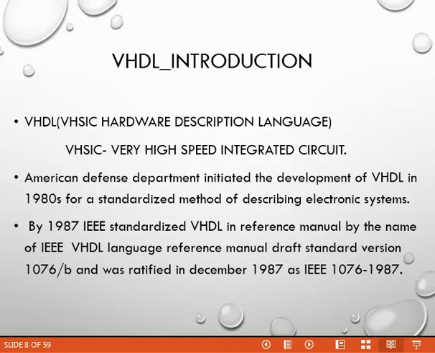So what is meant by VHDL? What is the long form of VHDL? VHDL is nothing but very high speed integrated circuit hardware description language. Actually, it is a basic hardware description language. V for very, H for high, S for speed, I for integrated, and C for circuits. So VHDL is nothing but very high speed integrated circuit hardware description language.